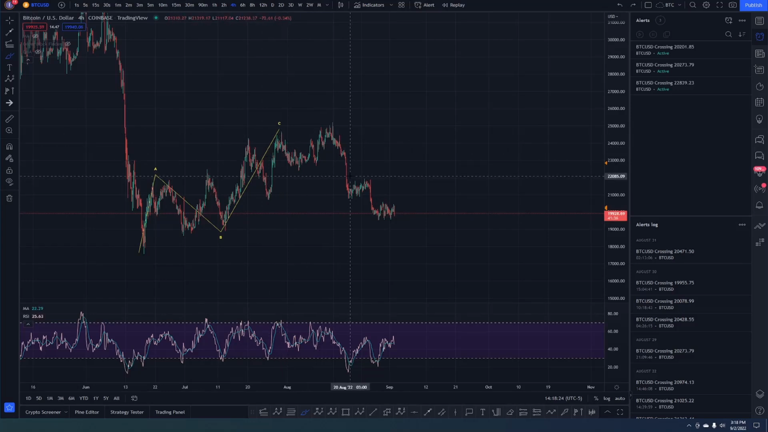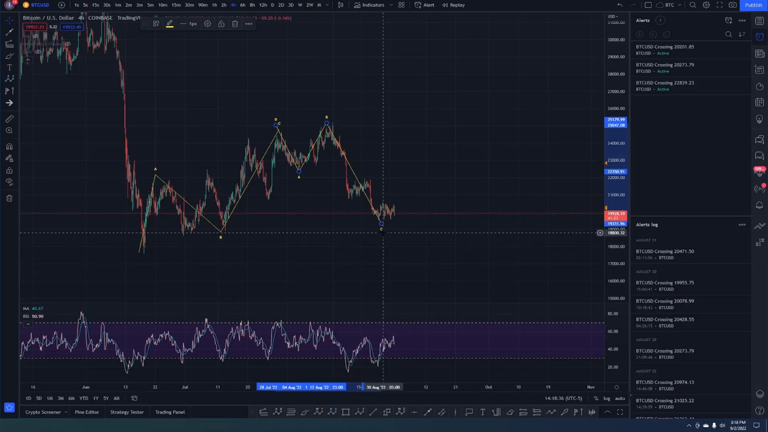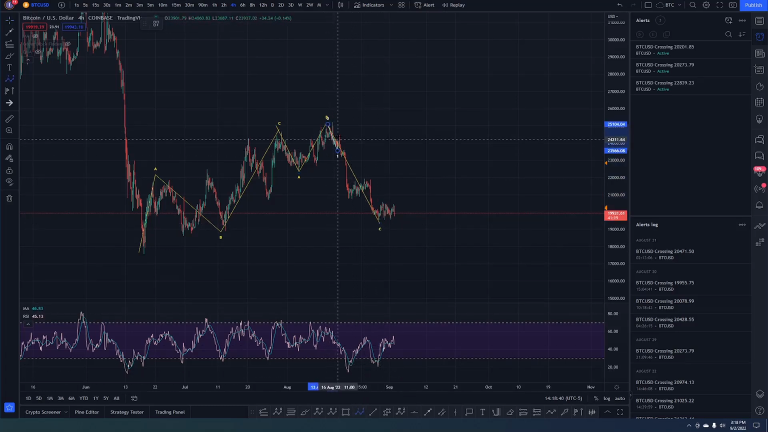So with this particular view, we're looking at this as a flat. We got 3 down, 3 up, and I'm looking for 5 down. One view says 5 is finished. We finished right here, and there's a count for that right here. We got 1, 2, 3, 4, 5. 5 is done. 5 is complete.